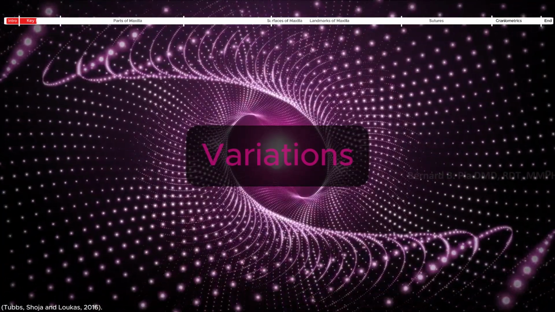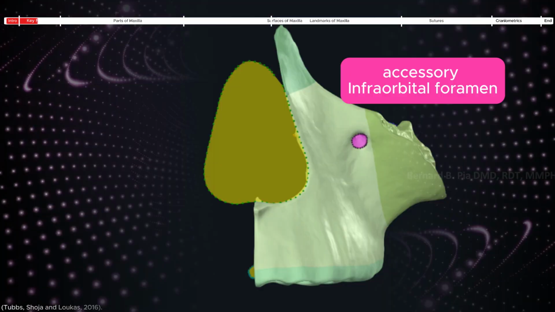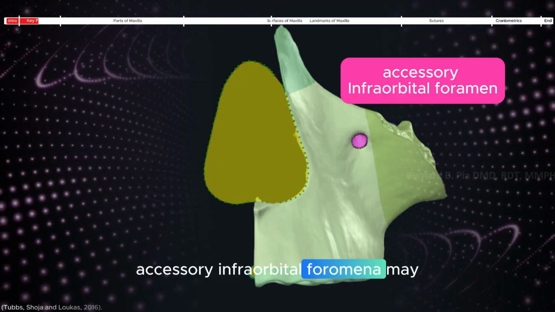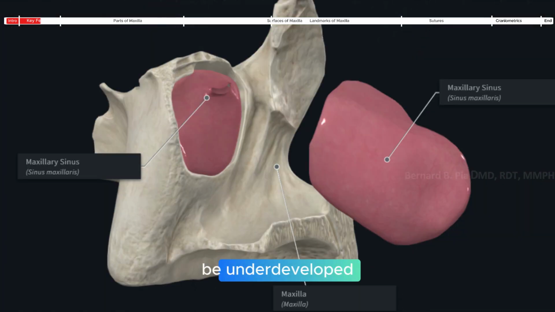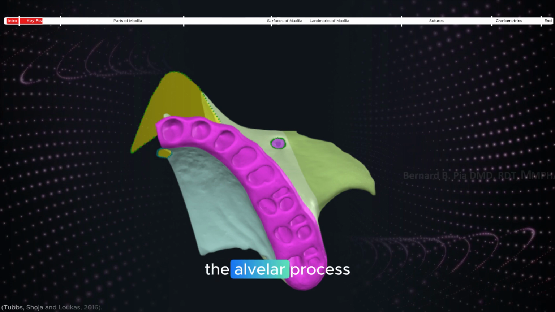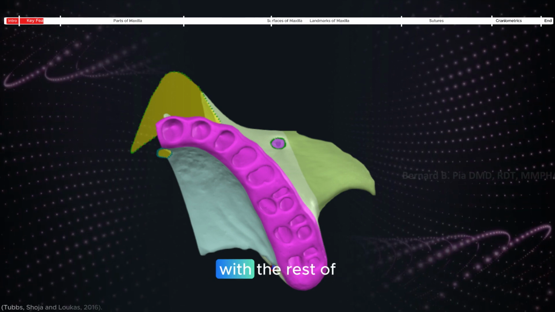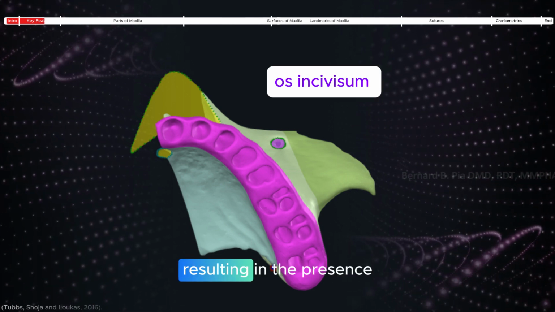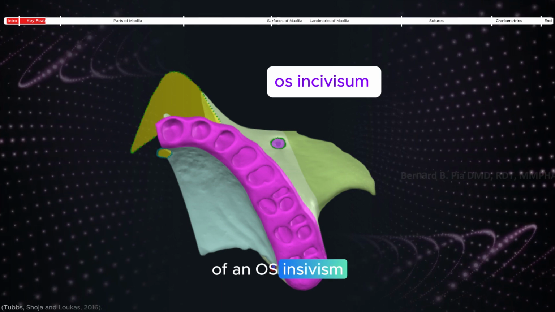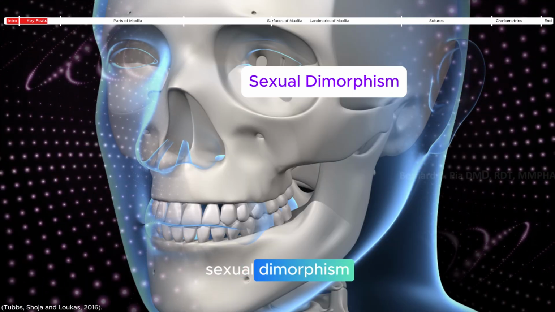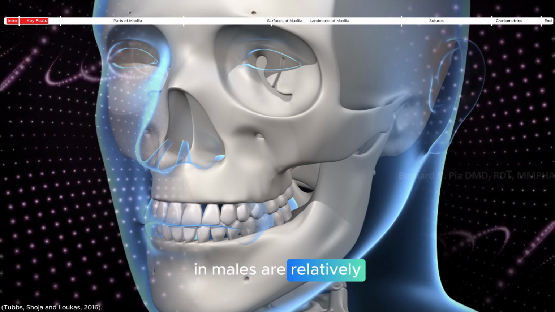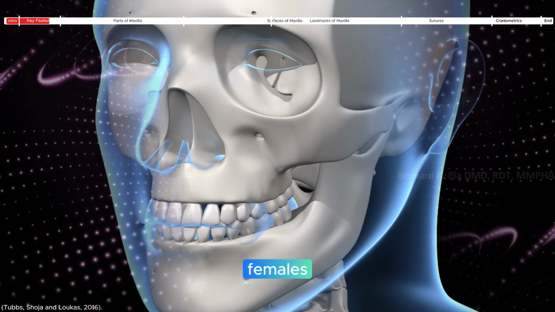Variations. In some individuals, accessory infraorbital foramina may be present. The maxillary sinus may be underdeveloped or contain a septum. The incisive portion of the alveolar process may not be fused with the rest of the maxilla, resulting in the presence of an os incisivum. The maxilla also displays sexual dimorphism, where the maxillae in males are relatively larger than those in females.